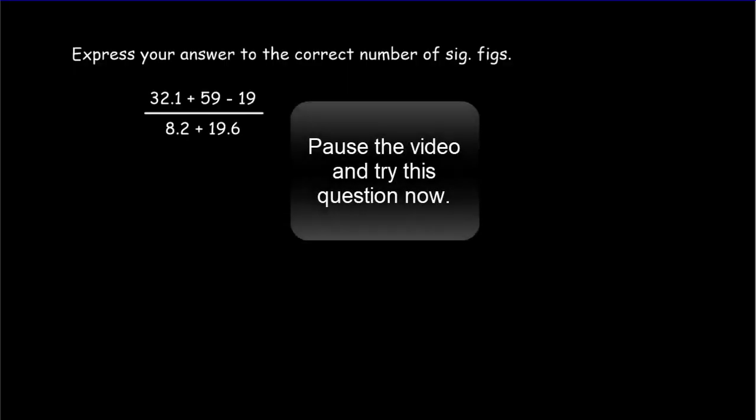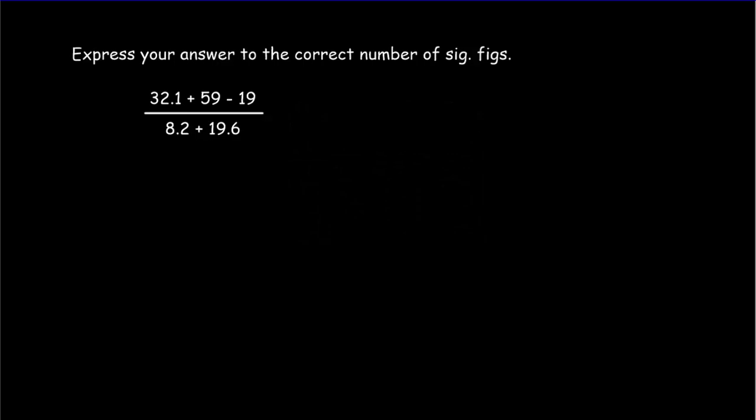Okay, let's try a similar example, but this time we don't have any exact numbers. Pause the video, try the question, come back for the answer. When we do a question like this, we have to obey the order of operations. So we don't usually write it, but there's a bracket around these numbers at the top. So we're adding those numbers at the top. We want to look at the number of decimal places, and there's 0 decimal places in these 2 entries. So we want to express our answer for the numerator to 0 decimal places, which would give us 72. And we want to do the same thing on the bottom. Both of these numbers are 1 decimal place, so we'd get 27.8.